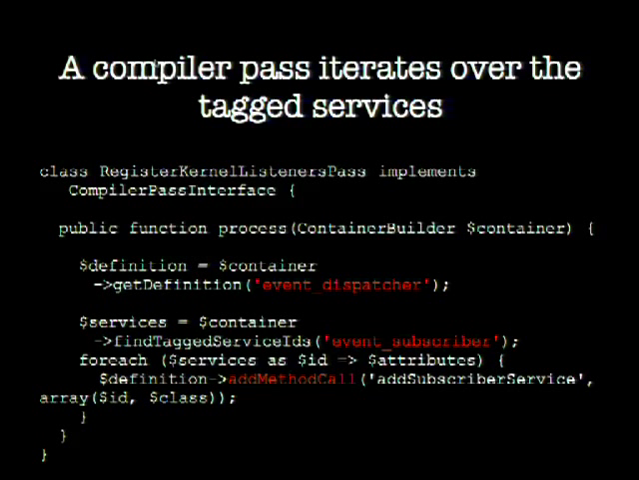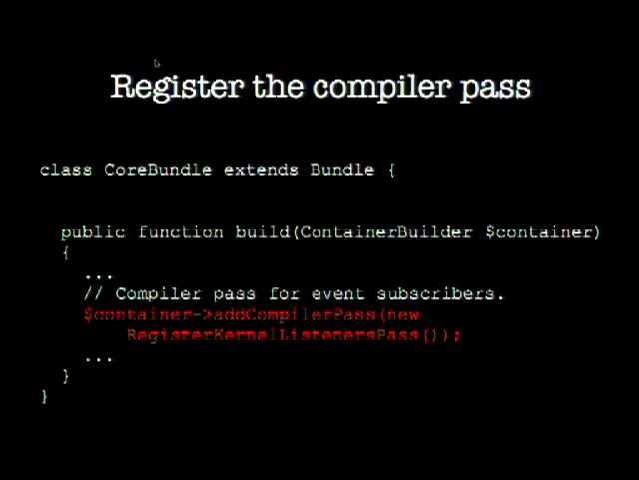So in this case, we want to modify the event dispatcher. And the way we're modifying it is we're specifying that for every service that has been defined with the event subscriber tag, we need the container to call a particular method on the dispatcher after instantiating it. And so it's going to call the add subscriber service method. That's an example of the fact that Symfony lets you specify additional methods to call after instantiating a service. And how the actual compiler pass gets added to the container is using this bundle mechanism. We have this core bundle, which we use to add compiler passes for various things.